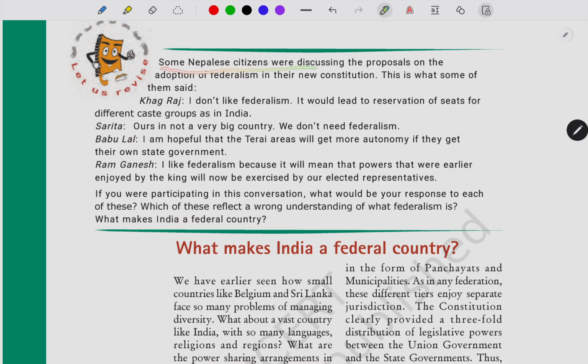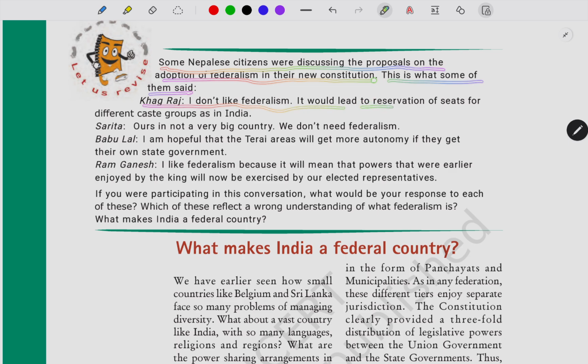So this is some extra point you could check. Some Nepalese citizens were discussing the proposals of the adoption of federalism in their new constitution, because some years before the king in Nepal was abolished and now it is a democracy. I think it's not a democracy. It does not have a specific king now. That's what I know. I don't know much information about it. This is what some of them said.